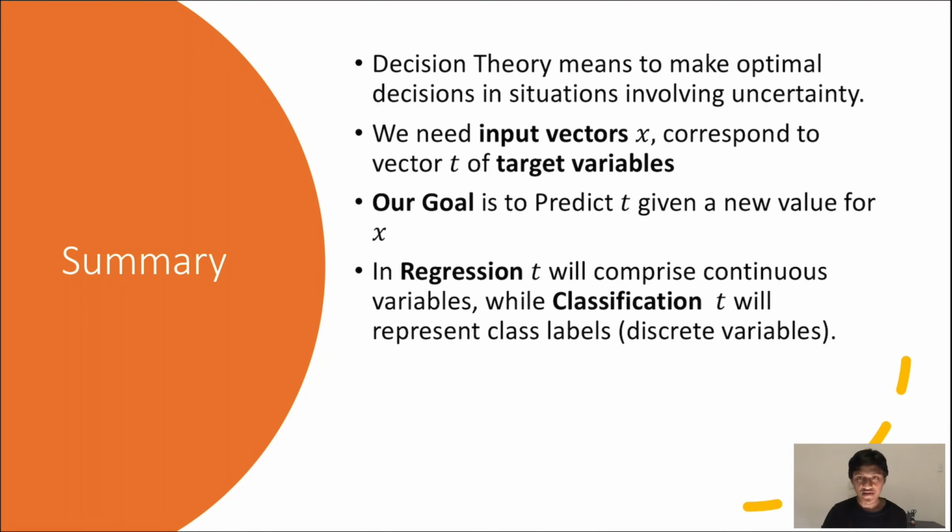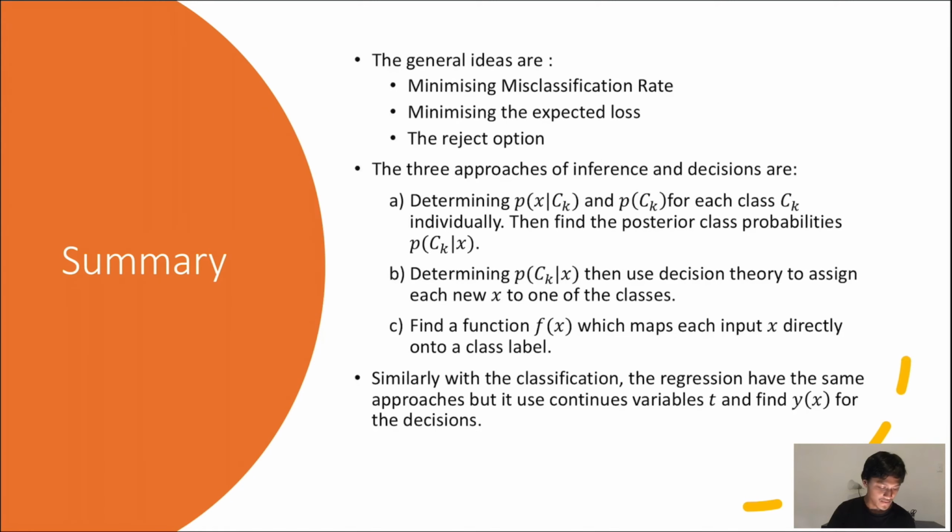To sum up, decision theory is an approach for making optimal decisions in situations involving uncertainty. In decision theory, we have input vectors x which correspond to the vector t that we call target variables. Our goal is to predict t given a new value of x. In regression, we set t to a continuous variable, while in classification, we set t to a discrete variable, or class. To get the optimum result, we have three approaches. The first is minimizing the misclassification rate, the next is minimizing the expected loss, and the last is the reject option.